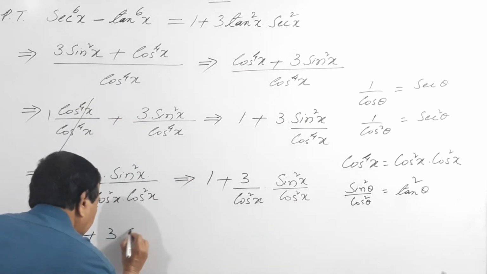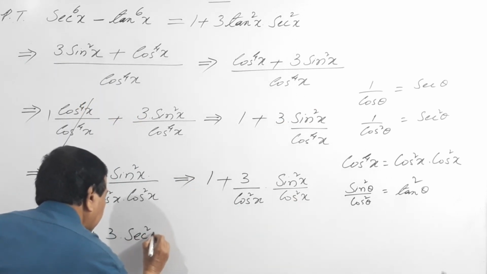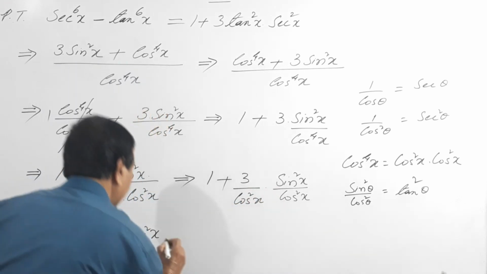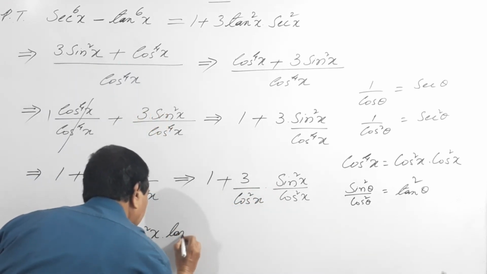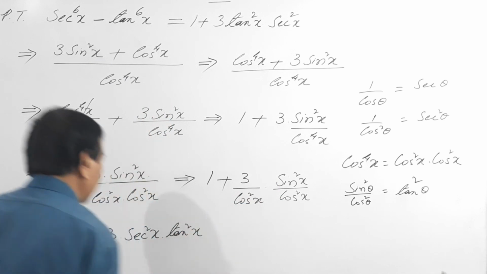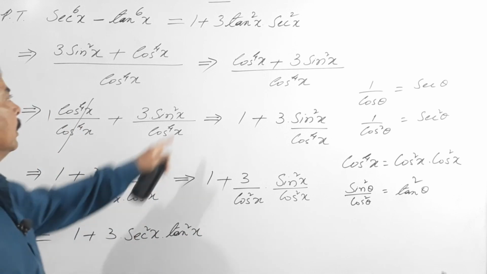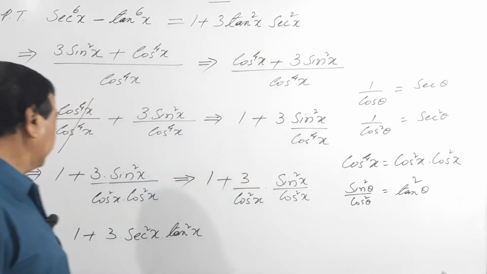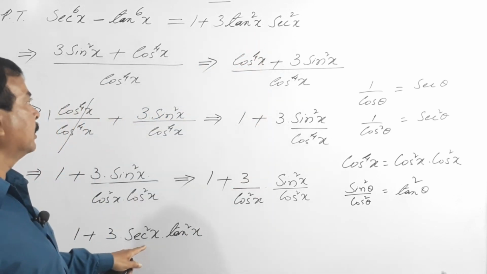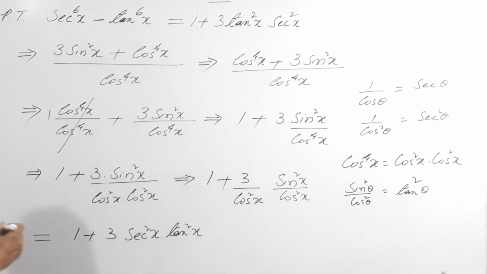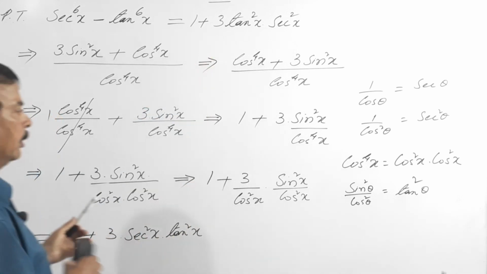This will be secant square x, and sin square by cos square is nothing but tan square x. Tan square x. What he wants? He wants 1 plus 3 tan square into secant square. We have 1 plus 3 secant square into tan square, but he wants tan in the beginning. We will rearrange it. It's very simple. So I'll rub all this.